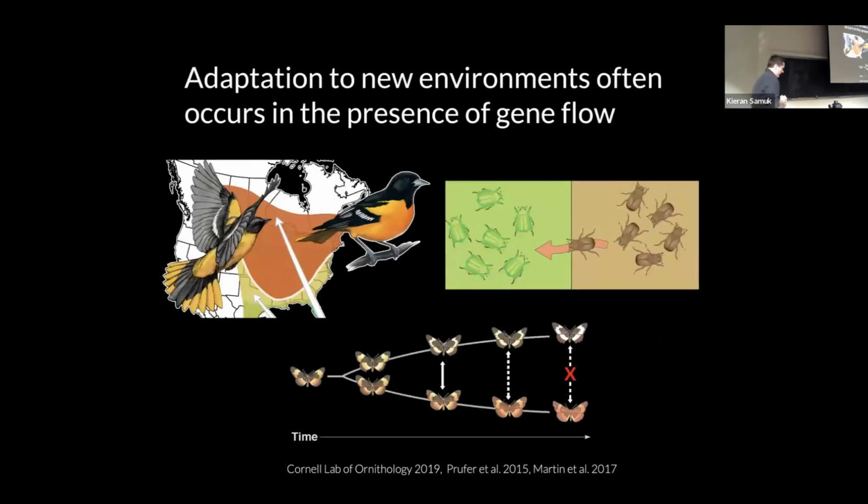Okay, so the background, and we take this as given now, but adaptation to new environments, as I'm sure many of you know, often occurs in the presence of gene flow. So most organisms are not completely isolated from all other populations of the same organism, and exchange genes between populations experiencing different selective pressures.